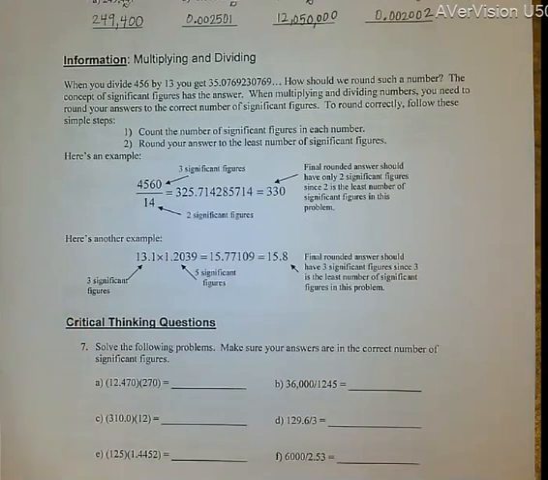Multiplying and dividing. Now, we're going to do this a lot in chemistry, so this rule is important. When you divide 456 by 13, you get 35, big long decimal number. How should we round such a number? The concept of significant figures has the answer. When multiplying and dividing numbers, you need to round your answers to the correct number of significant figures. To round correctly, follow these simple steps. Number 1, count the number of significant figures in each number. Number 2, round your answer to the least number of significant figures.